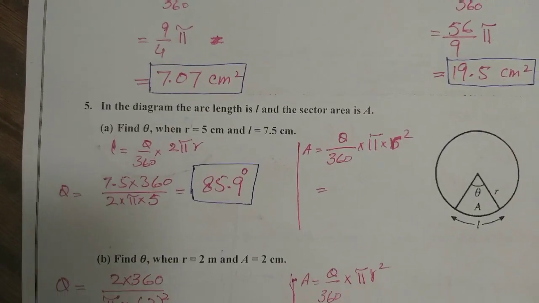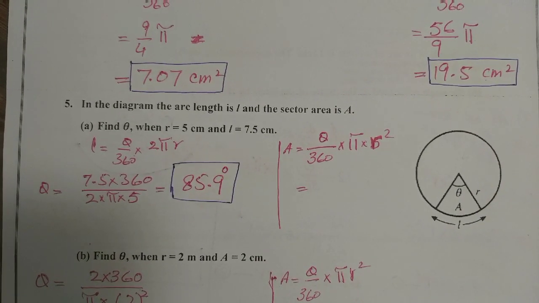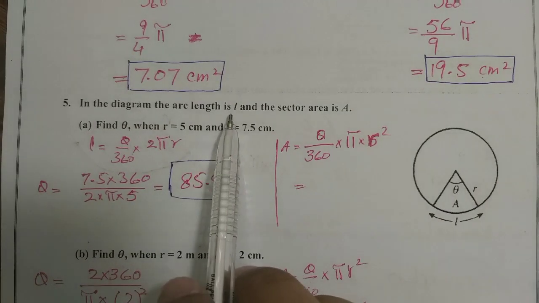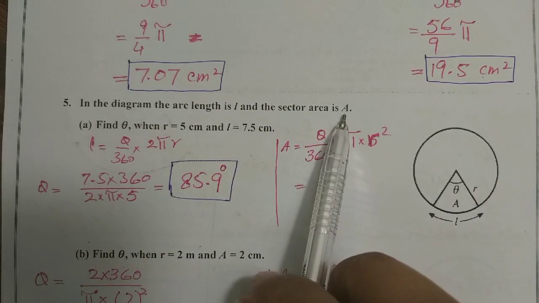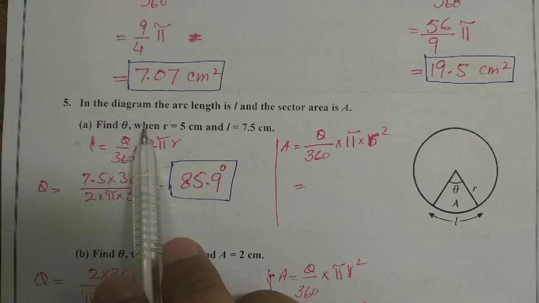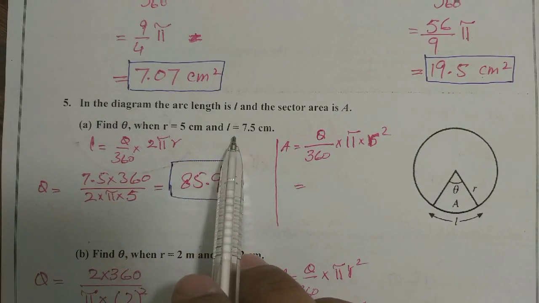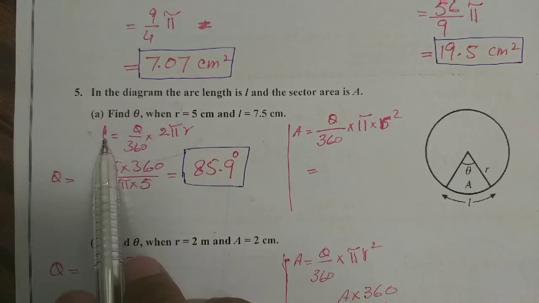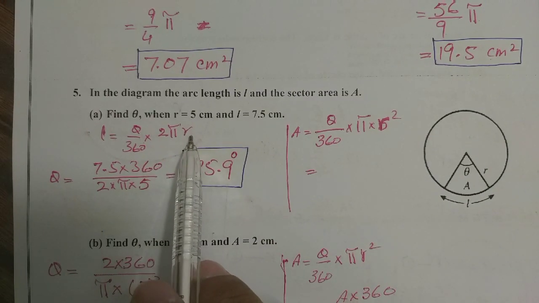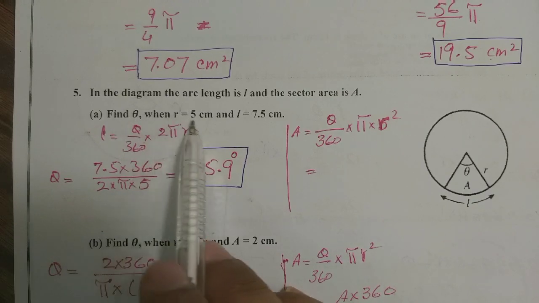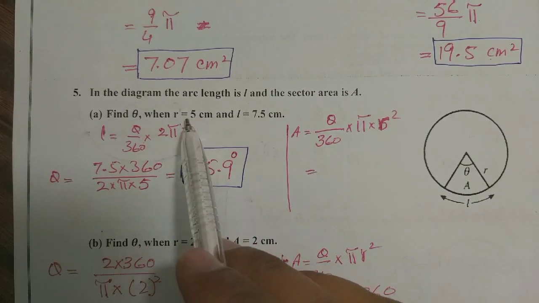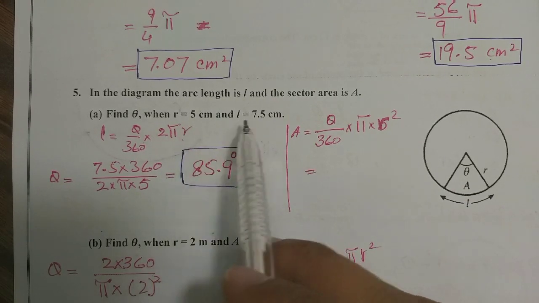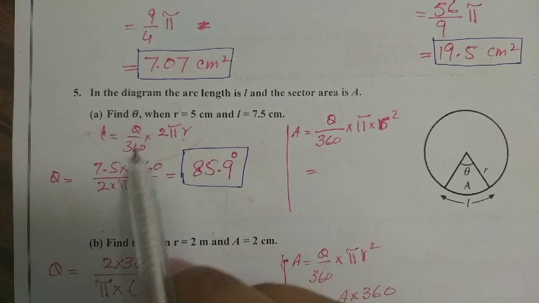Okay guys, here we have question number 5, page 4. In this question we are given in the diagram the arc length is L and the sector area is A. Find theta where r equals 5 centimeters and L is 7.5 in the first part. We know the formula, arc length L equals theta over 360 times 2 pi r. We need to find theta, so just replace the information in the formula, r equals 5 and L equals 7.5, then simplify for theta.